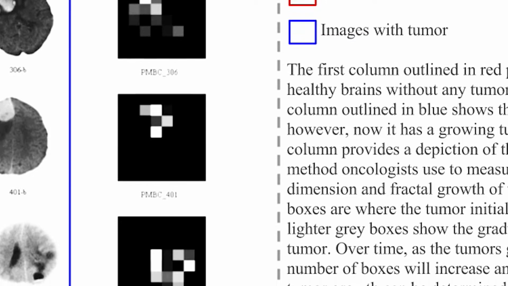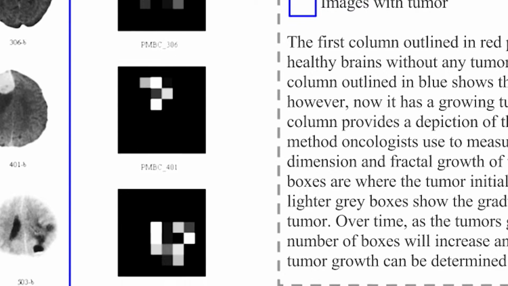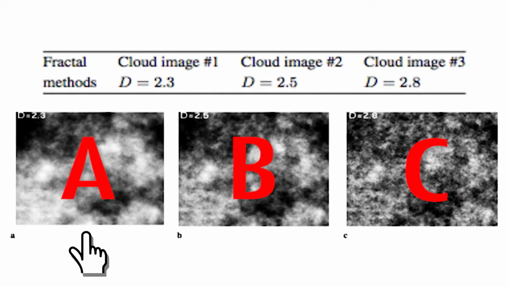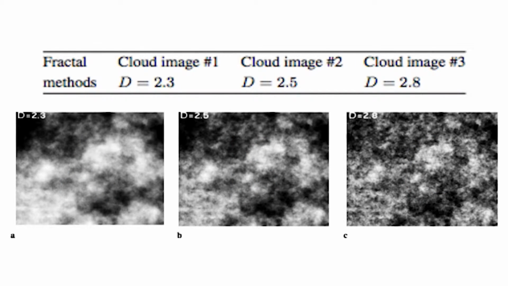Over time, as the tumor gets bigger, the number of boxes will increase and the rate of the tumor growth can be determined. The first picture, image A, shows a close-up of healthy brain matter. The fractal dimension of healthy tissue in a brain is 2.3. The second picture, image B, shows a close-up of the same brain matter now with a malignant tumor growing. The fractal dimension of the brain matter is 2.5.